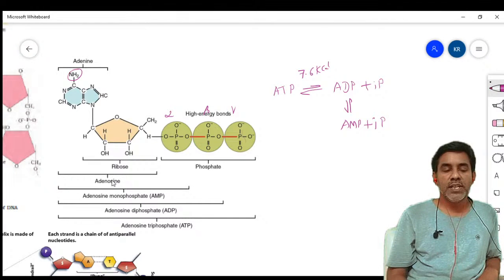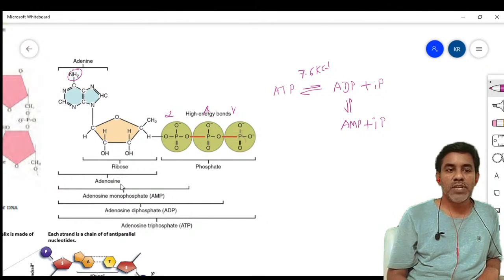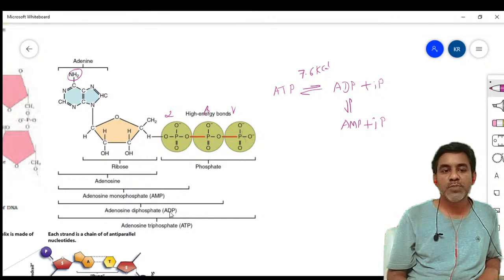Adenosine means ribose sugar plus nitrogen base, a nucleoside. If you add a single phosphate, nucleoside monophosphate. If you add 2 phosphates, nucleoside diphosphate. If you add 3 phosphates, the entire structure is a nucleoside triphosphate. So it is adenosine triphosphate.